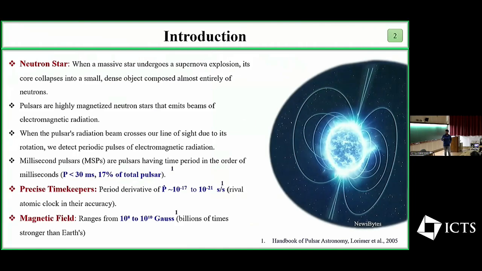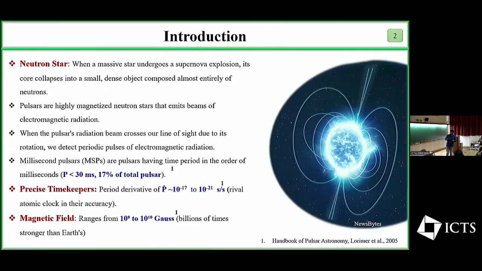So pulsars are highly rotating magnetized neutron stars. They emit a beam of electromagnetic radiation. When this beam of electromagnetic radiation crosses our line of sight, it looks like a pulsation of radiation. Hence they are named pulsars. A special class of pulsar called millisecond pulsars has a periodicity value less than 30 milliseconds.